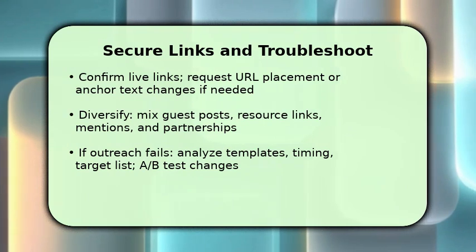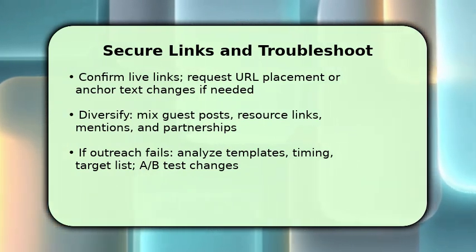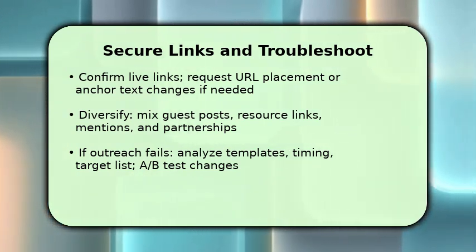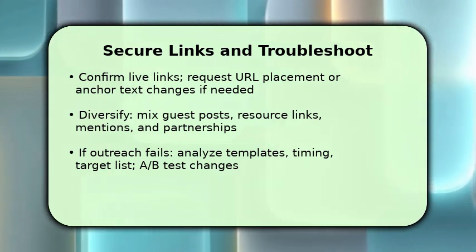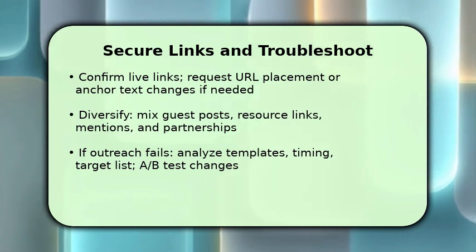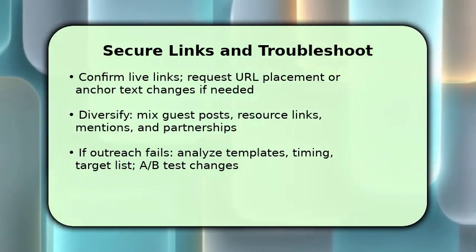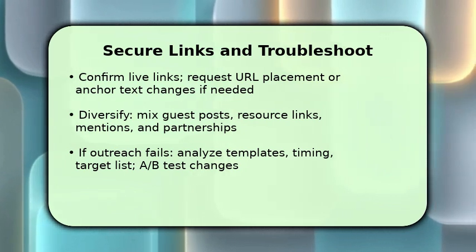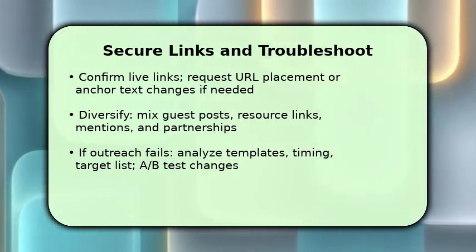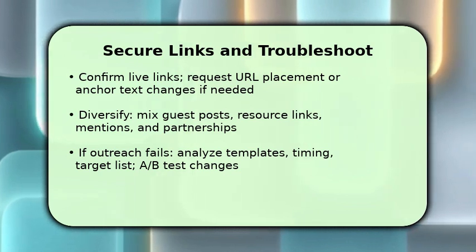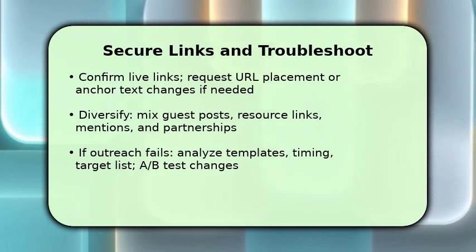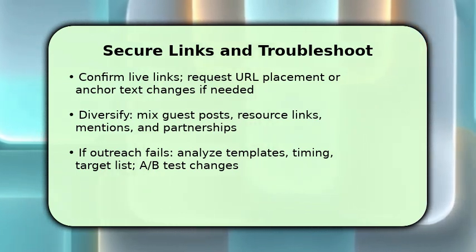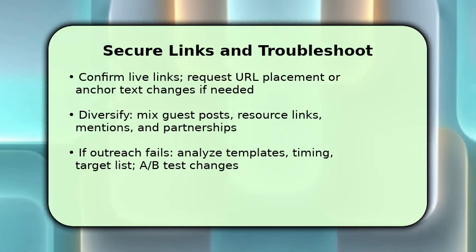Once links appear, diversify your approach between guest posts, resource inclusions, and partnerships to reduce risk. If links aren't secured, dig into why. Improve pitch personalization, adjust timing, or replace low-fit targets. Make sure to A/B test subject lines and opening paragraphs, then reallocate effort to channels that convert. One troubleshooting tip: when response rates drop, swap outreach lists and test new asset formats immediately.